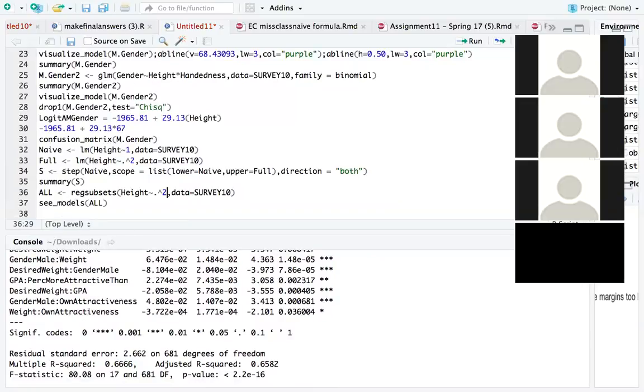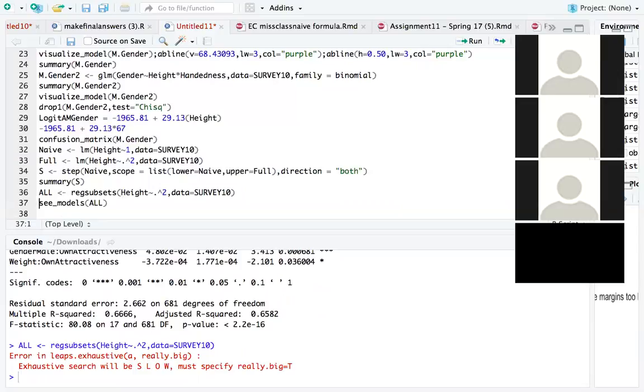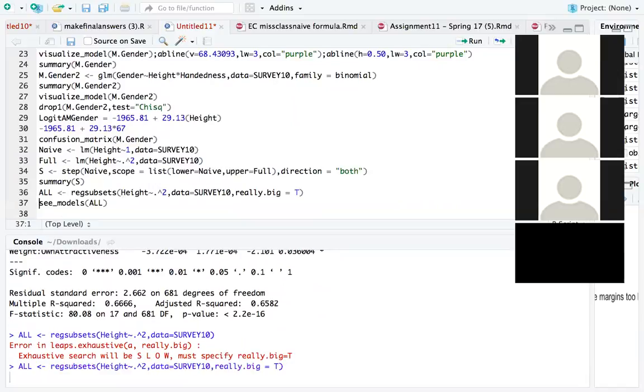But if you notice how much longer the step command, what should I do? I need a vote from the guys. Should I do this or not? Yeah, do it. Yeah, do it. This is a bet. Okay, so which one's really big? You guys are both like, yeah, do it. Let's find out what happens here. All right, so now it's running.